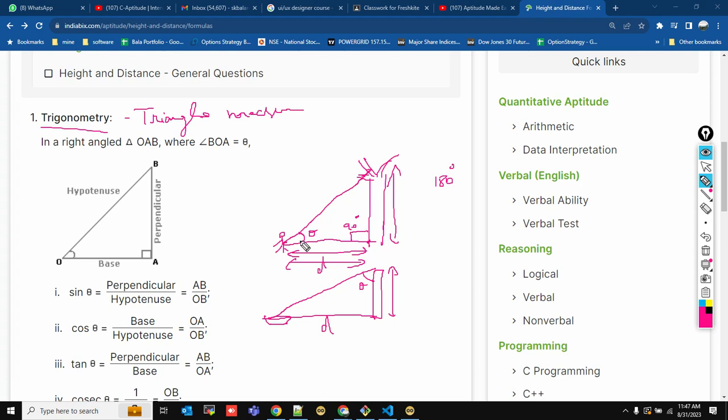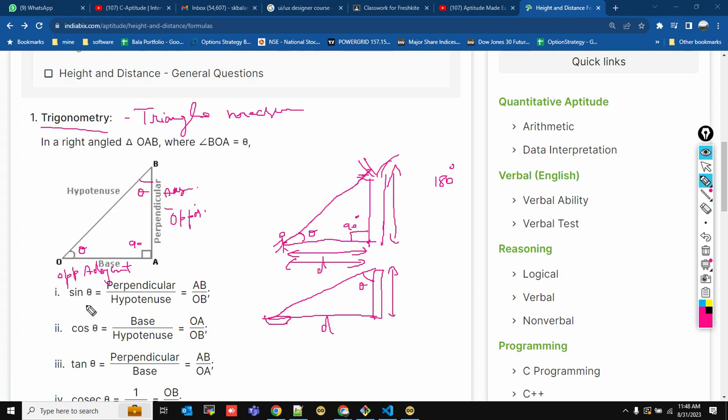Okay, so now in a right angle triangle, the side opposite to your 90 degree is called hypotenuse, and any side which is opposite to your angle, so if this is the theta, then the side opposite to theta is the opposite side, and the side adjacent to the theta is the adjacent side, okay. Suppose if you calculate this angle, then this side will become opposite and this side will become adjacent.